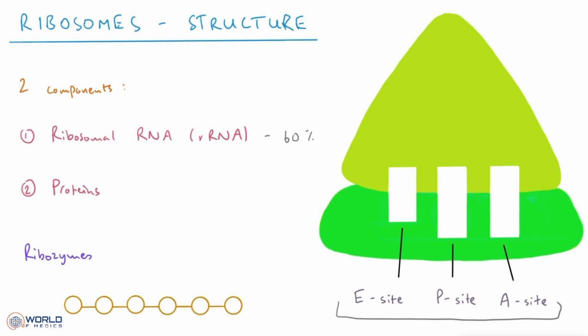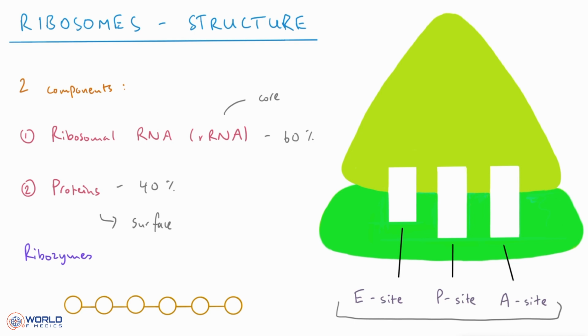Now the second component of ribosomes is proteins, and specifically about 80 different proteins, and these form about 40% of the structure of a ribosome. Now the proteins, they actually are usually located on the surface, whereas the ribosomal RNA forms what we call the core, so the central part of the ribosome.